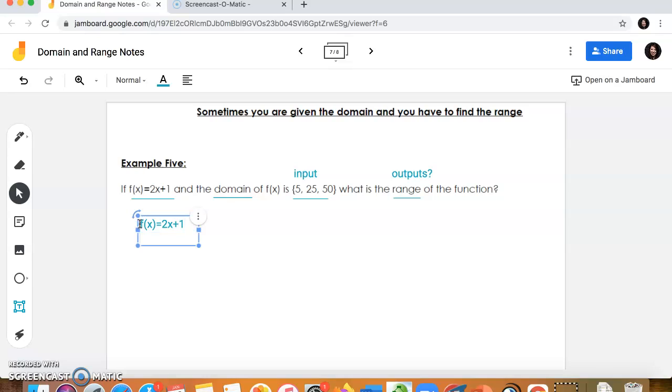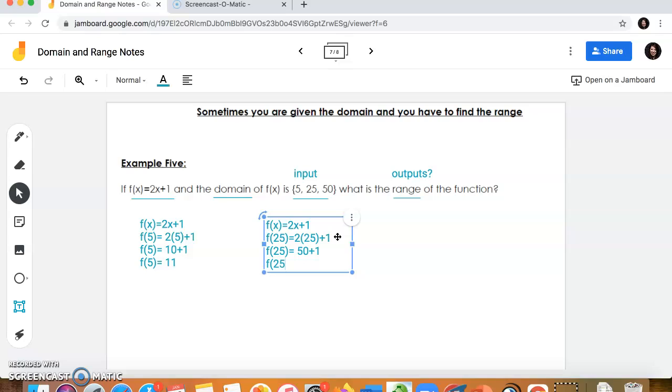And first we'll do the 5. Everywhere we see an x, we'll input a 5. And so that is going to be 2 times 5 is 10 plus 1. So our first number is going to be 11. Then we'll do it again, and this time we'll do it for the 25. So everywhere we see an x, we'll insert a 25. And 2 times 25, that's 50. And then plus 1 is 51. So that output is 51.